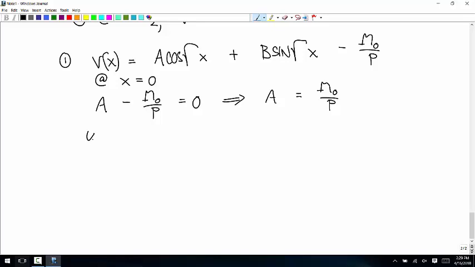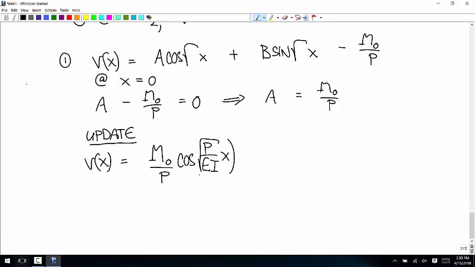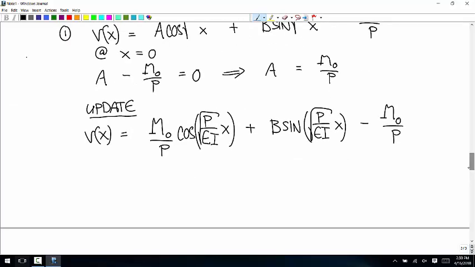And so now update the function. Just one by one, we're going to go through these boundary conditions and keep updating that function. So now v of x is equal to m sub 0 over p times the cosine of square root of p over ei times x plus, we still don't know what b is, times sine of square root of p over ei times x minus m sub 0 over p. And now we'll go to the second boundary condition. Please stop me if you have any questions about any of these.